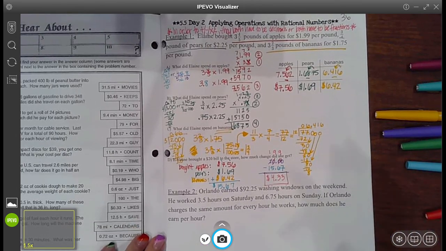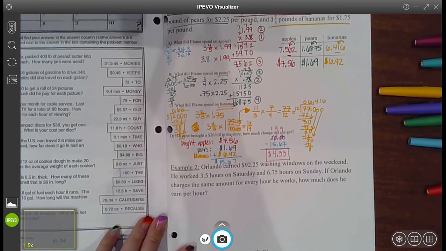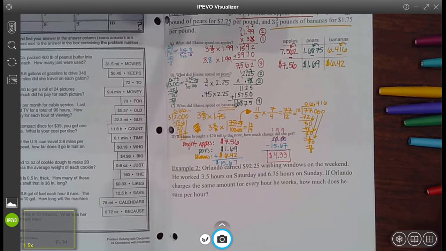Let's go ahead and take a look at example 2. I promise it's not as bad as that other one. It says, Orlando earned $92.25 washing windows on the weekend. He worked 3.5 hours on Saturday and 6.75 hours on Sunday. If Orlando charges the same amount for every hour he works, how much does he earn per hour?